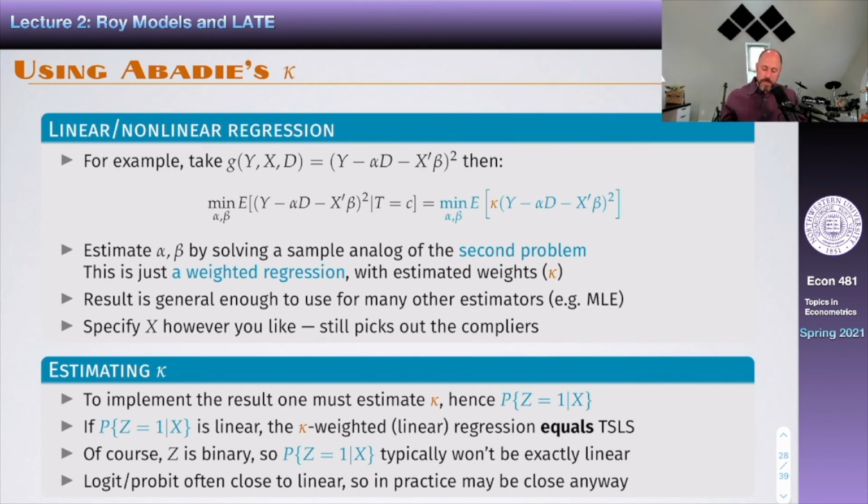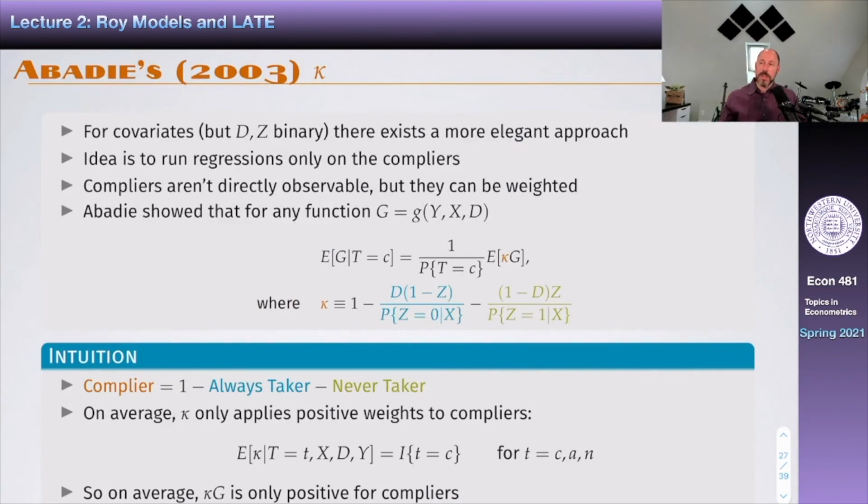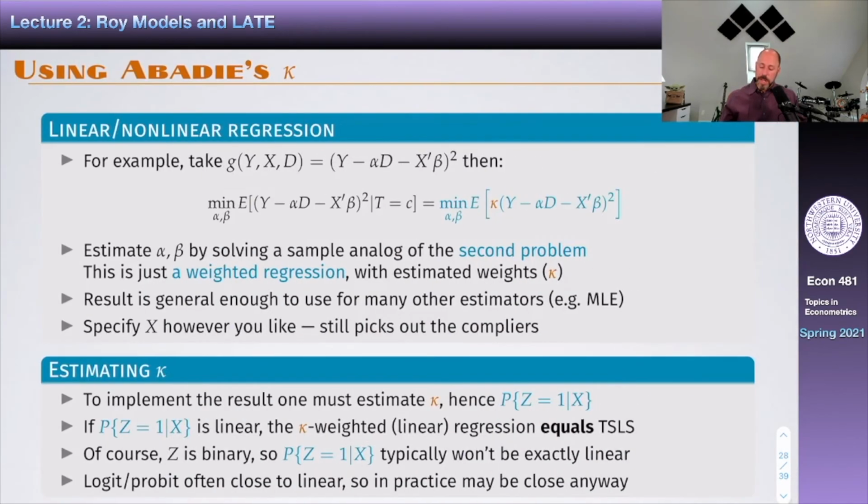Okay, and so to implement the result, one might estimate kappa, and for this we need the probability of z equal to 1 conditional on x. We need only one of these because the probability of 0 is just 1 minus the probability of z equal to 1. And this is the only object that we need to estimate. You can use any model. This is a prediction problem we discussed last time, and you can use any prediction tool that you choose to do this. But the cool result is that if the probability of z equal to 1 conditional on x is linear, then this kappa weighted linear regression equals exactly two-stage least squares.